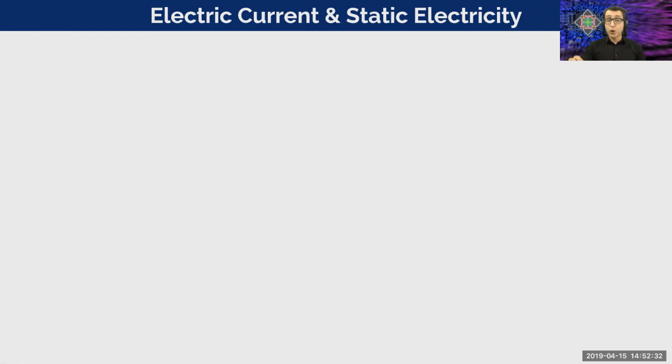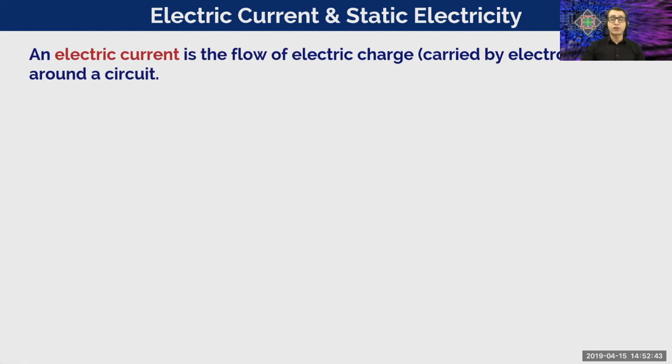Once that charge flows to another object or through a material, then we have a flow of charge in one average direction. And this is what we call an electric current. An electric current is the flow of electric charge, usually carried by electrons, through a material. Now, most of the examples that you'll come across in GCSE Physics will be the flow of electrons through conductors in a circuit.